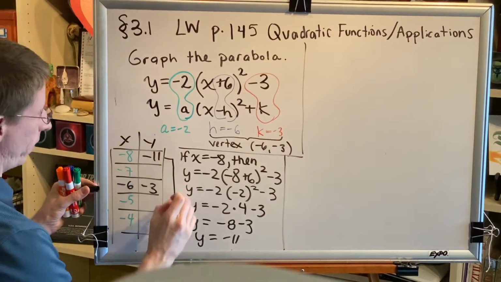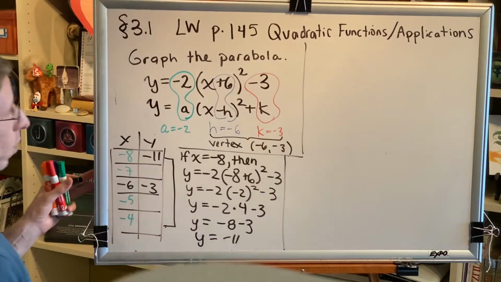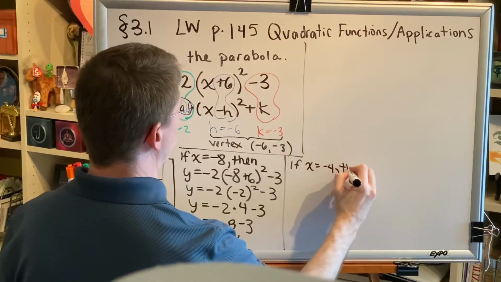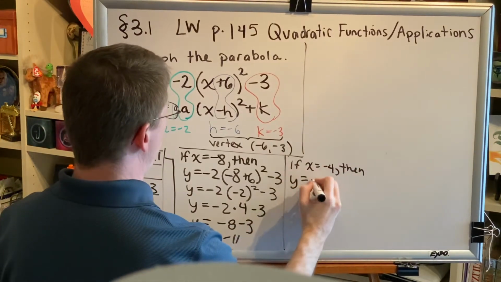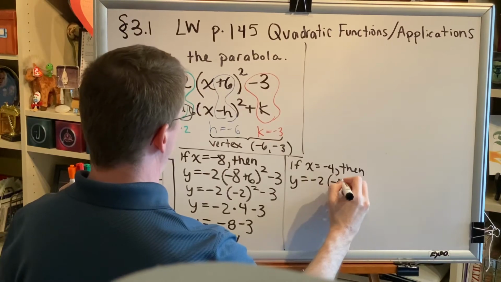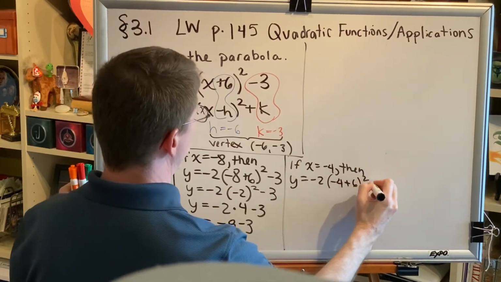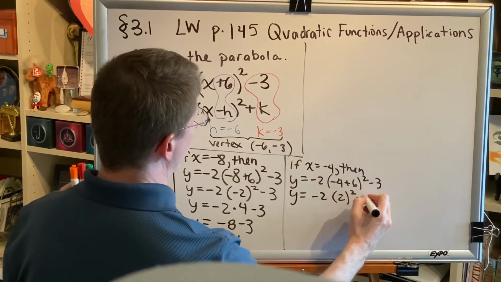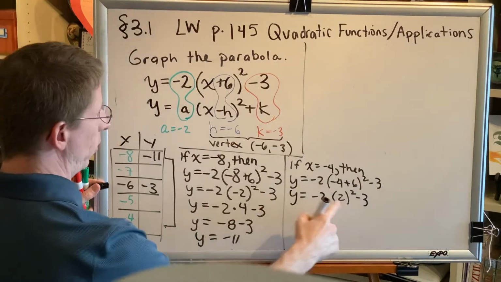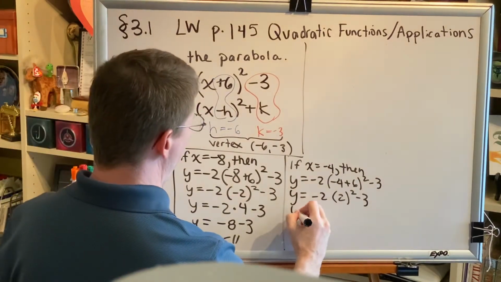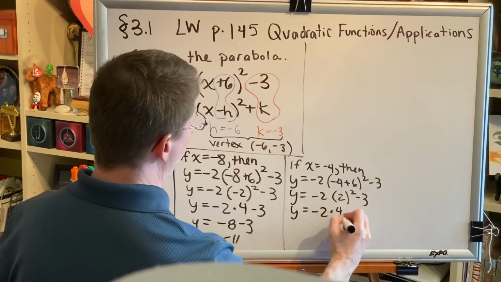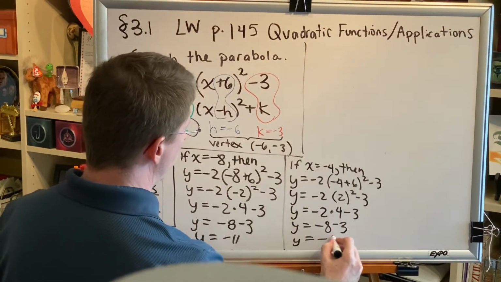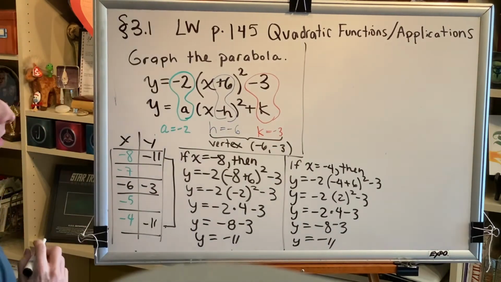Now we're expecting these values to be the same, so let's go ahead and use negative 4 as our next value of x. y equals negative 2(negative 4 plus 6) squared minus 3. y equals negative 2 times a positive 2 squared. Notice that's the only thing that's different between these. y equals negative 2 times 4 minus 3. y equals negative 8 minus 3. y equals negative 11. Same answer.